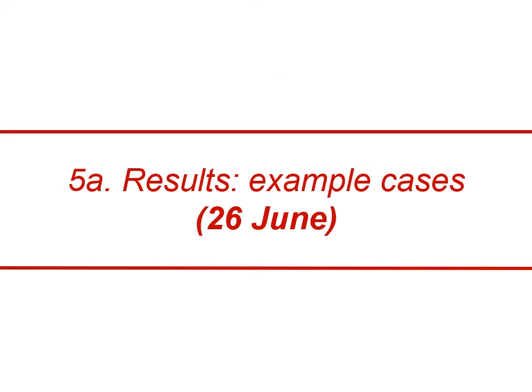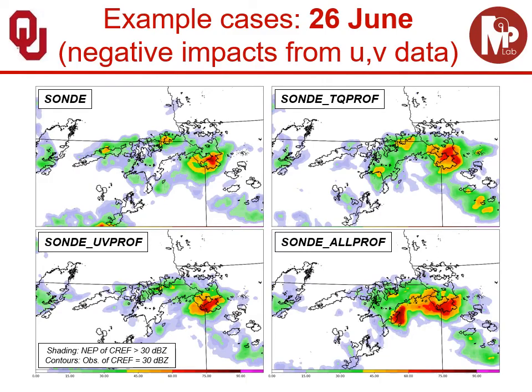And finally, I'll show a case where we saw negative impacts from assimilating the kinematic data, that being June 26th. Again, starting with the neighborhood ensemble probability plots, we see that compared to SOND, SOND UV-PROF has lower probabilities in two main regions where we observe CI.